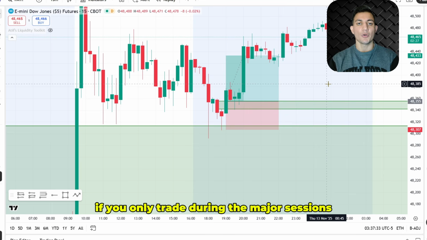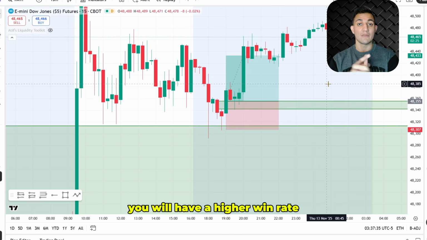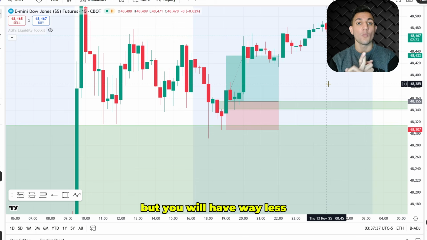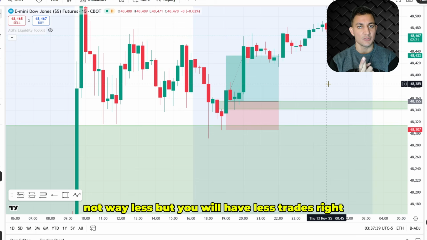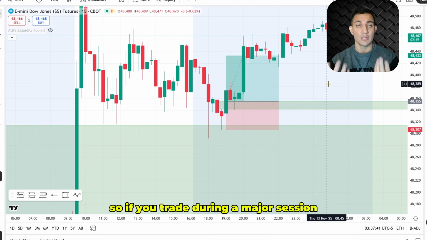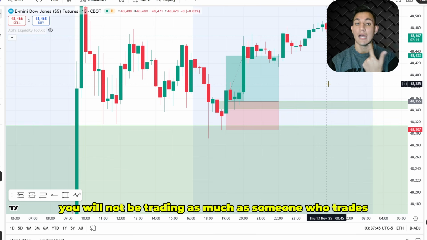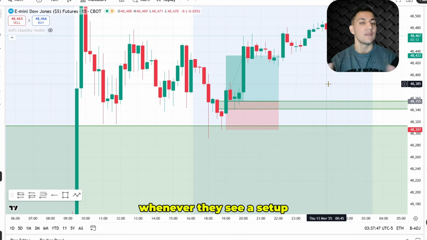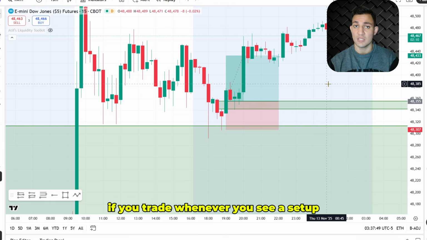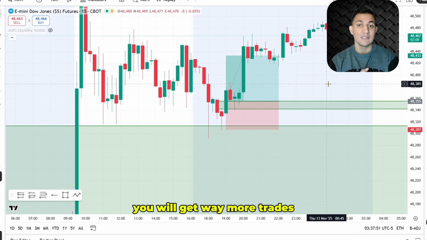If you only trade during the major sessions, you will have a higher win rate, but you will have fewer trades, right? You will not be trading as much as someone who trades whenever they see a setup. If you trade whenever you see a setup, you will get way more trades, but you're going to have a lower win rate. So it's a trade-off.